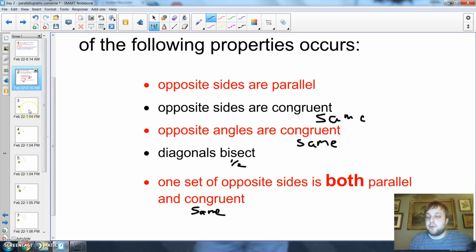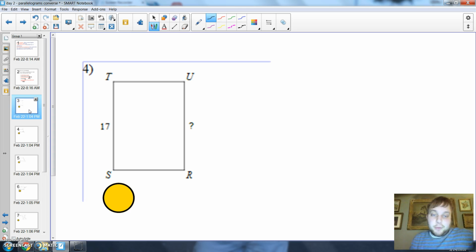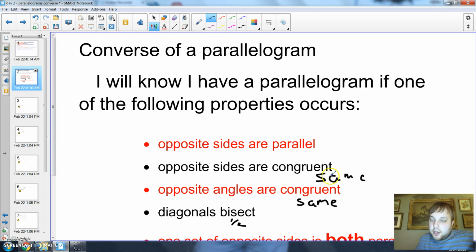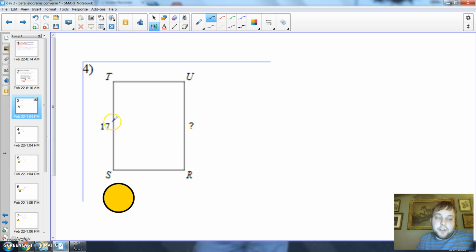The first part's going to be really easy, and then it's going to get hard real fast. So I hope you guys got your calculators ready to go. Alright, here we go. First thing. This is a parallelogram. And what do I know about parallelograms? The sides are the same. Opposite sides are congruent, or they're the same. So if this side's 17, guess what this is? 17.